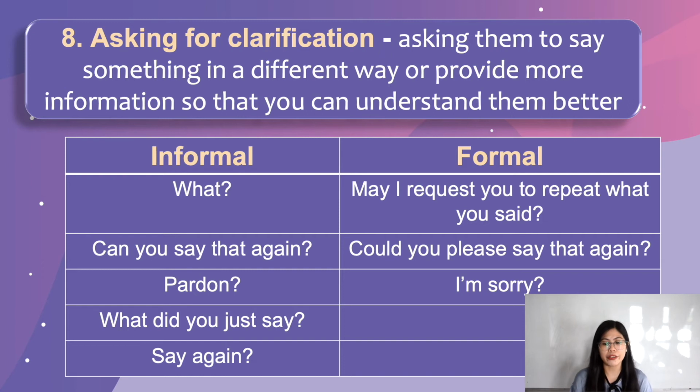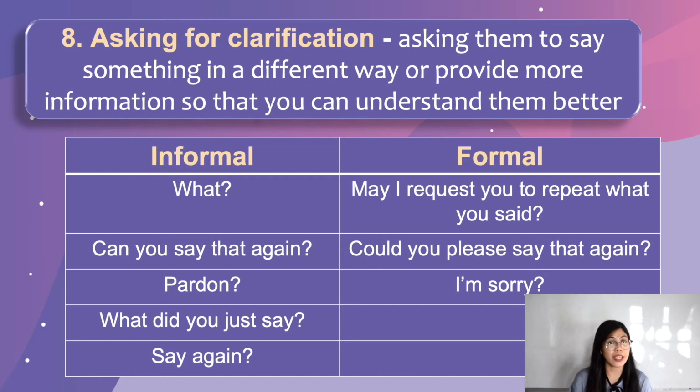We have here a table showing different expressions used for asking clarification. Asking "what?" is informal, so how to ask that in a formal manner? You can ask this way: may I request you to repeat what you said? Next, "can you say that again?" That is informal, so to make it formal, you can ask this way.